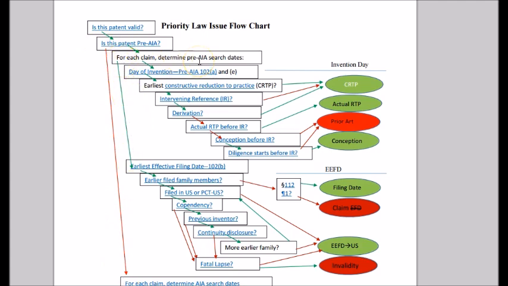For each claim, determine the pre-AIA search dates, and you populate the table. For 102A and E, you have a day of invention or constructive reduction to practice theory, and then you determine whether or not there's an intervening reference, and then you've determined whether there's derivation, actual reduction to practice, conception before the intervening reference, and did the diligence start before the intervening reference. And all of this is issue flow to teach how to go through these issues.